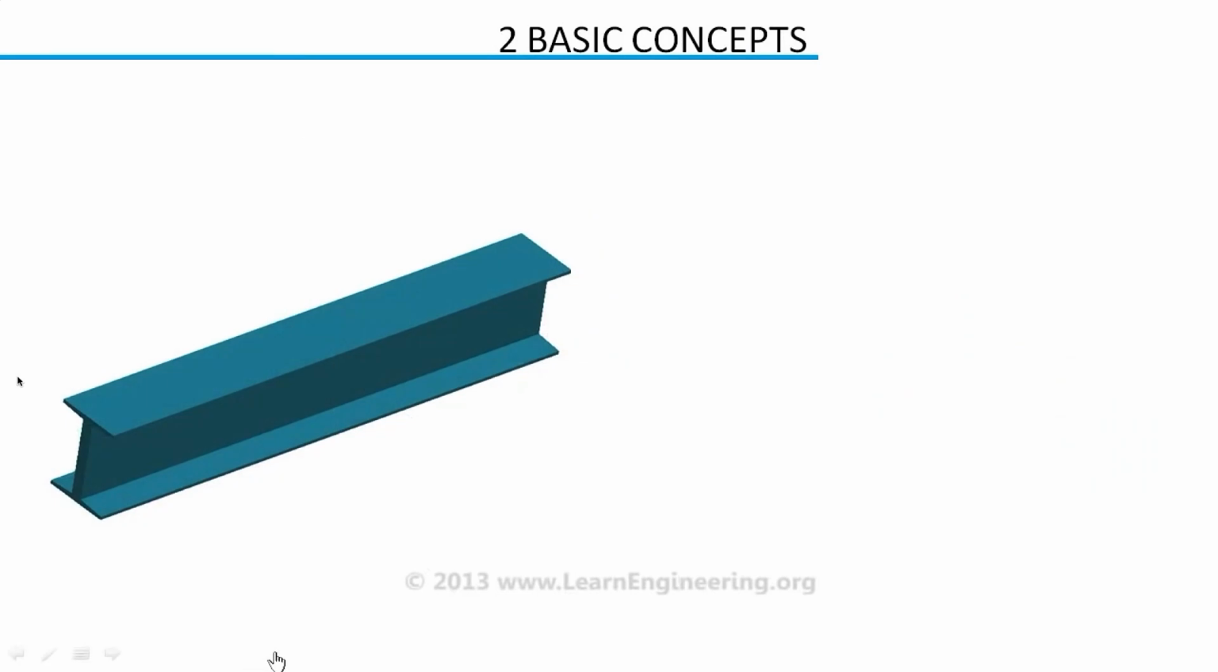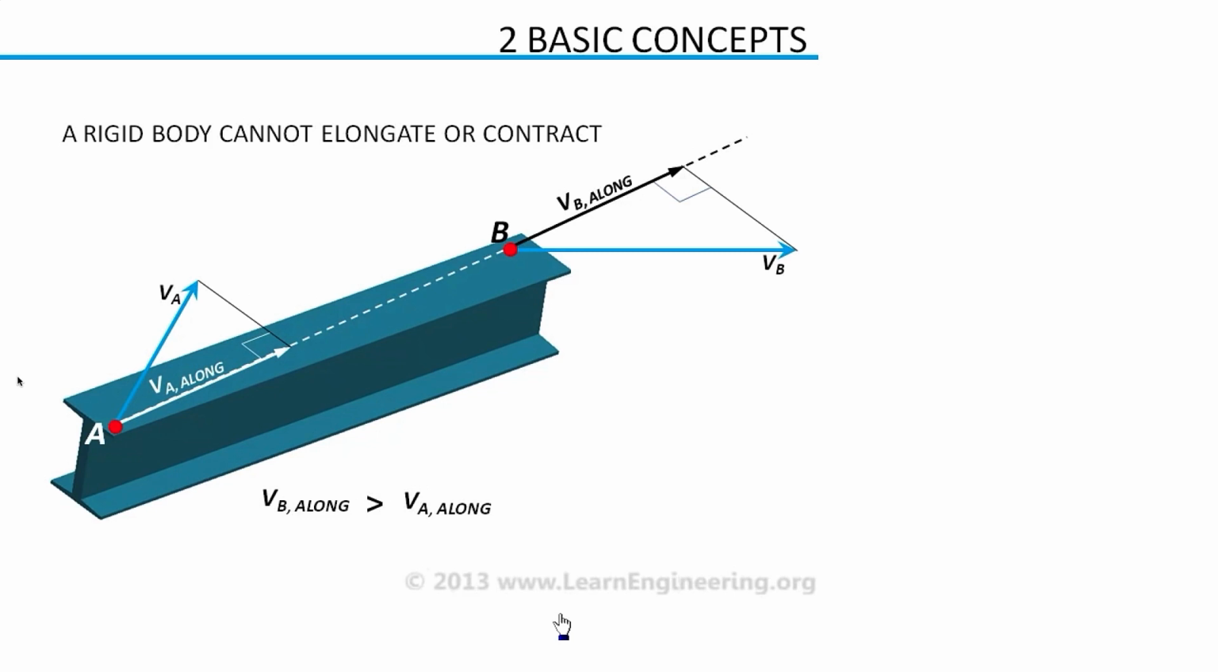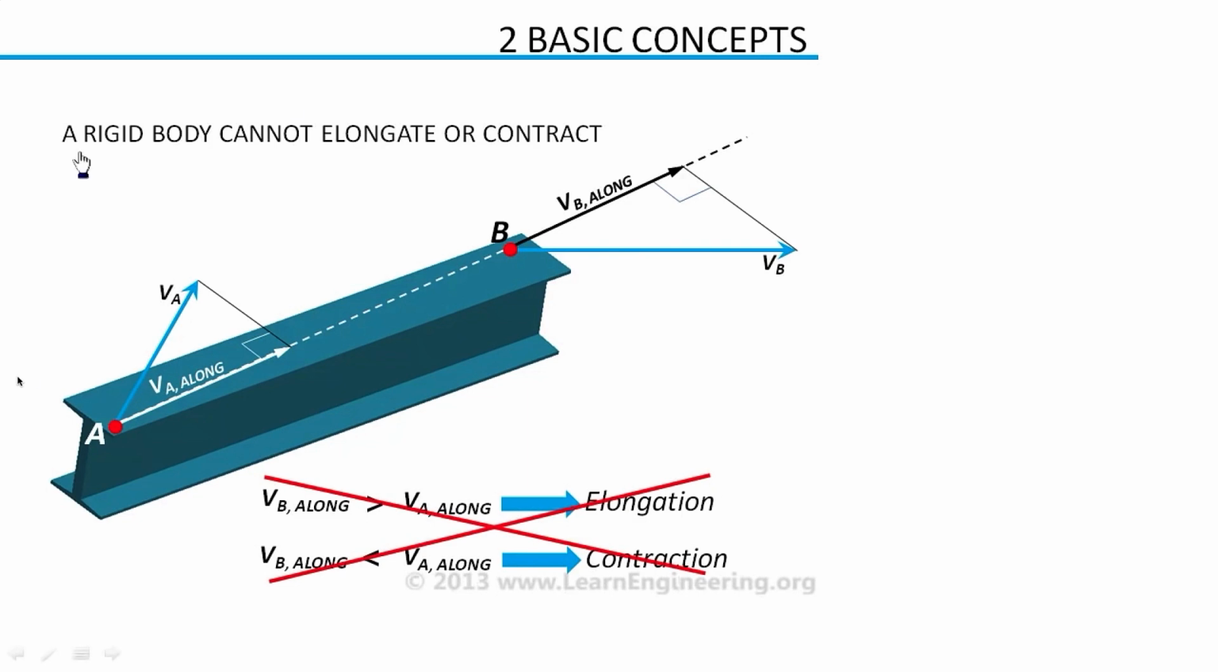First concept. A rigid body cannot elongate or contract in any direction. That means, if you take 2 points in a rigid body, it can have two different velocities. But velocity components parallel to the line connecting the points should be equal. If component velocity of point B is greater than A, then link will start elongating. If the case is opposite, link will start contracting. Both these cases are impossible, since this is a rigid body. So velocity components of both points should be equal.